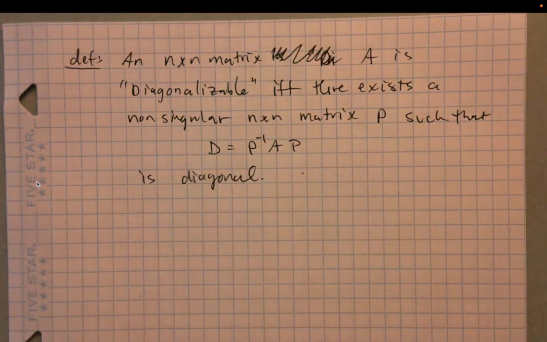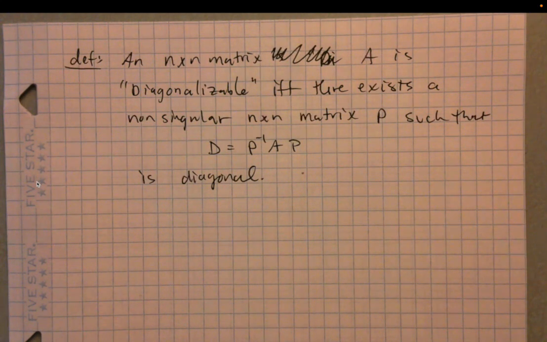Right, so an n by n matrix A is diagonalizable if and only if there exists a non-singular n by n matrix P such that D, calculated from P inverse AP, is diagonal. Okay, very good. Right, and so we're almost done. This feels like an afterthought, but it is important. It does come up later in the course, but I want to point it out.